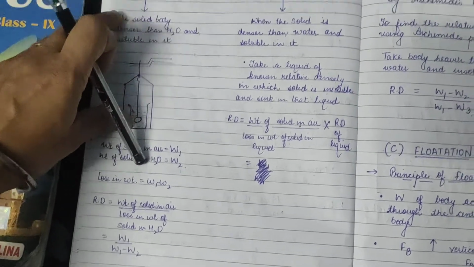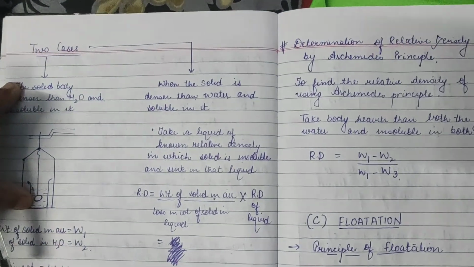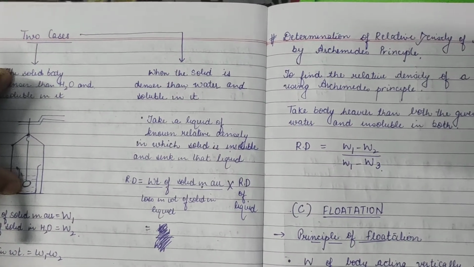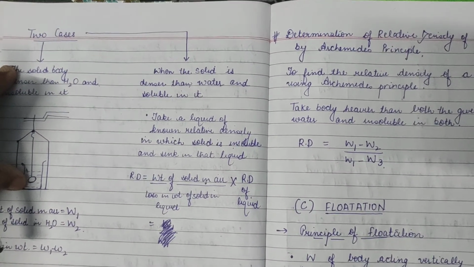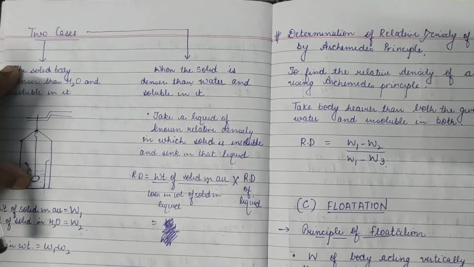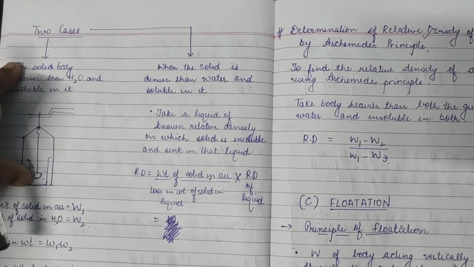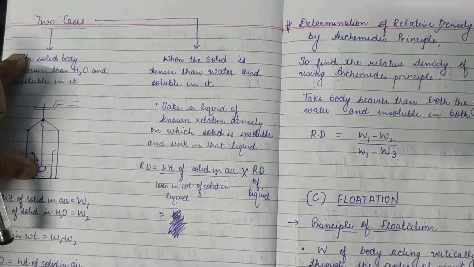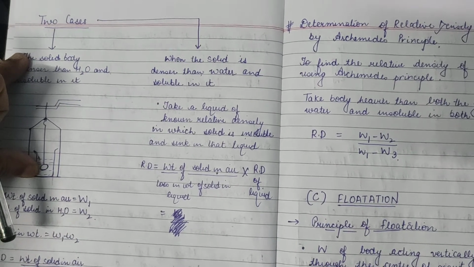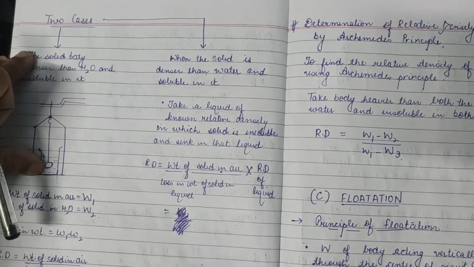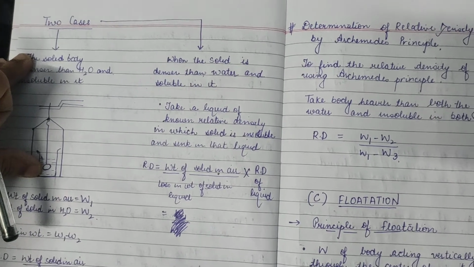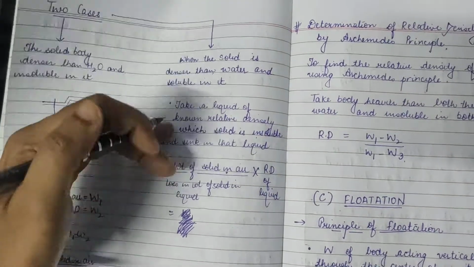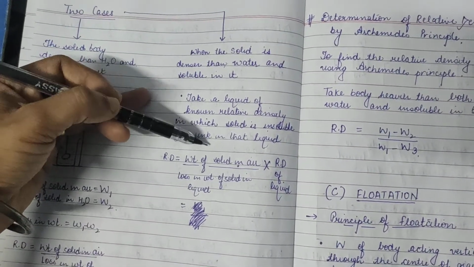Clear? Now the next one here we are having, when the solid is denser than water and soluble in it. Two conditions they have given: denser than water, so obviously it will sink, and soluble in water, it will dissolve in water. Now in this case what we will do, beta, we will take another liquid. What kind of liquid will it be? It is a liquid in which the solid is insoluble and sinks. The solid should be insoluble in it. So how we will do it?